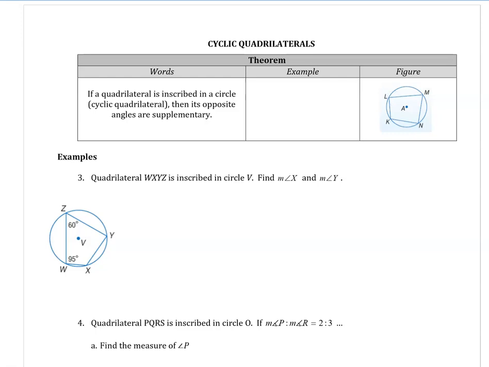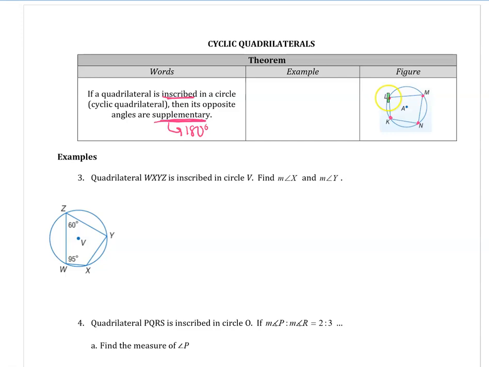The next and last thing we'll talk about in this video is something called cyclic quadrilaterals. By definition, a cyclic quadrilateral is inscribed in a circle, and its opposite angles are supplementary. Again, inscribed means that each of its vertices is on the edge of the circle. Opposite angles being supplementary means they sum to 180 degrees.